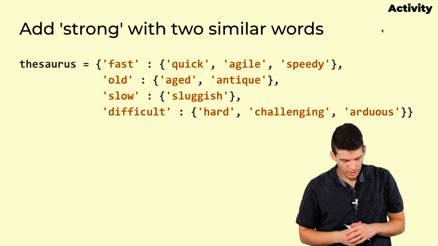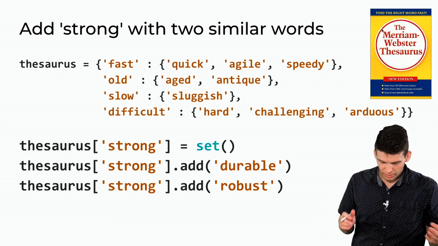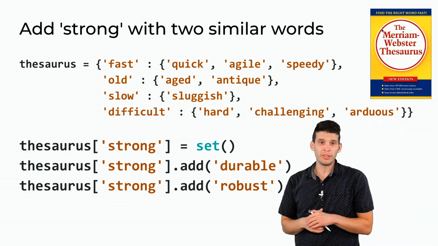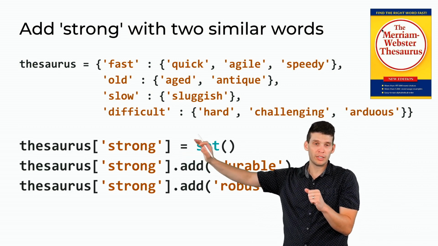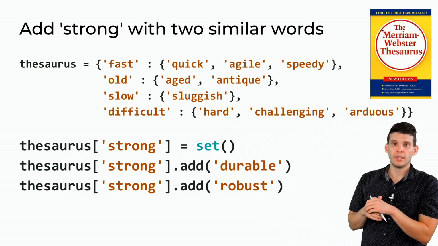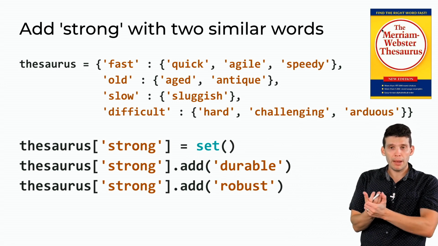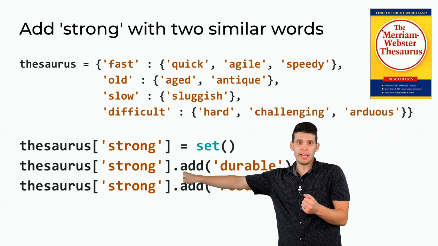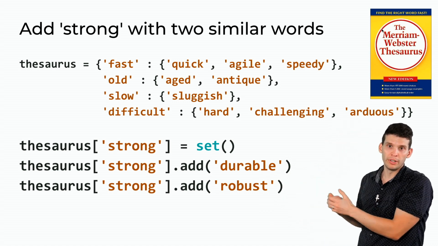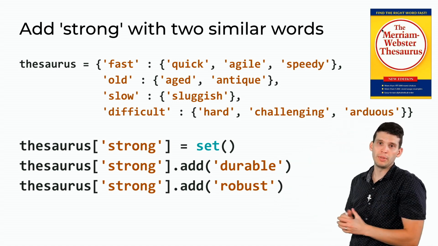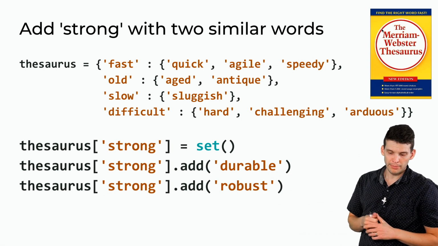All right. Well, there's multiple ways that this could be done. So one way is this 3-step process where we say, okay, let's map the key strong to an empty set initially, and then once that mapping is there, we can find that set again, and we can call the add function to add 2 words that are similar. So we can add durable and we can add robust, right?